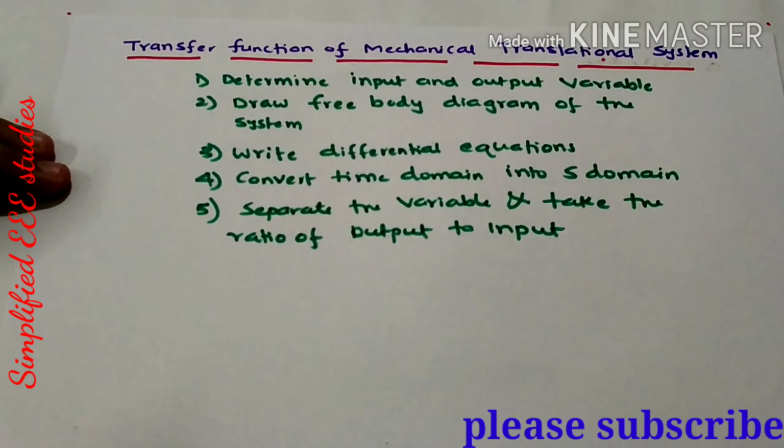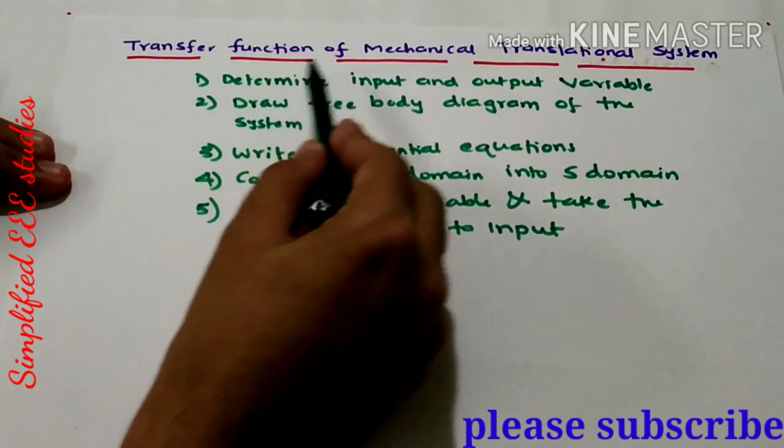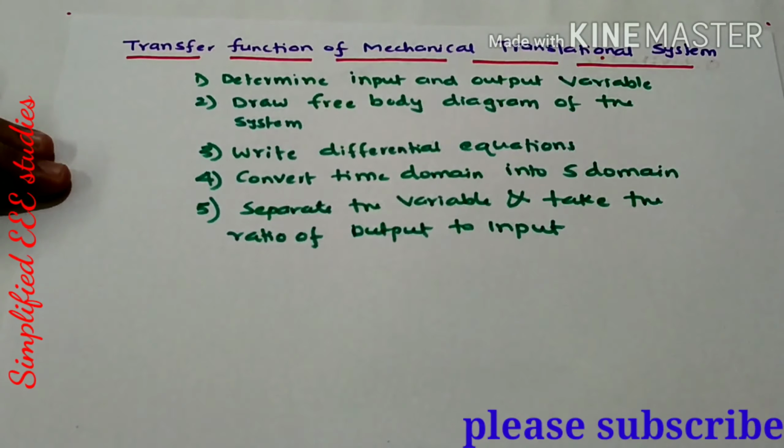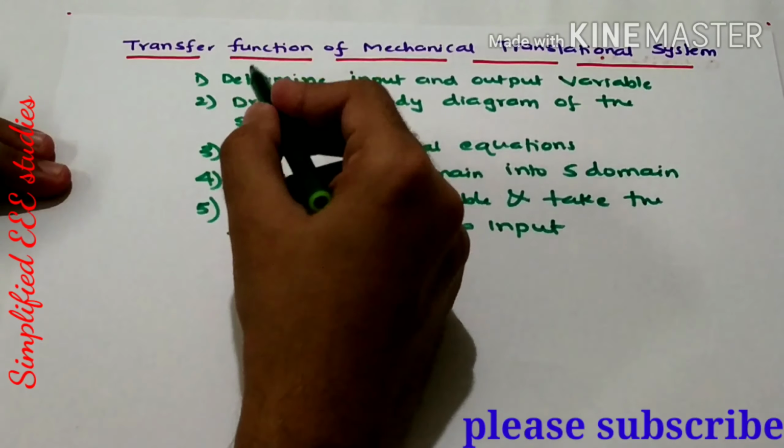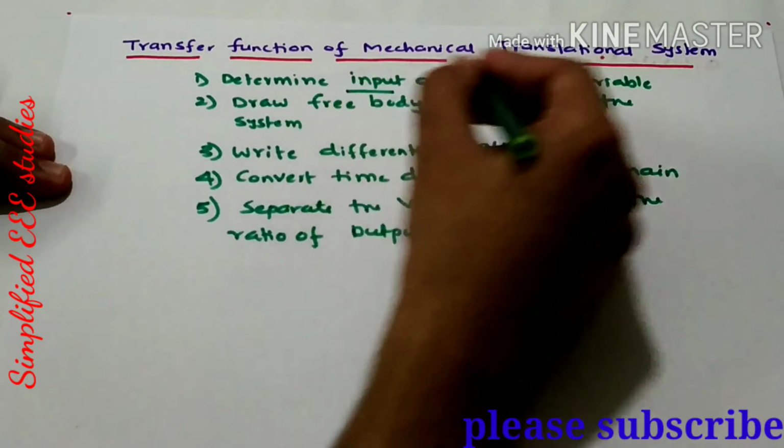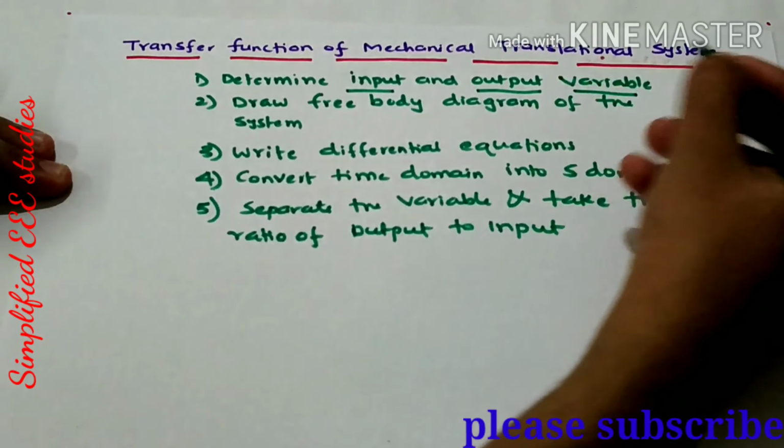Hello everyone. In this session I will be explaining the transfer function of a mechanical translation system. How to determine the transfer function of a given mechanical translation system? We need to follow the following steps. The first procedure is to determine the input and output variable separately. That is the first step.